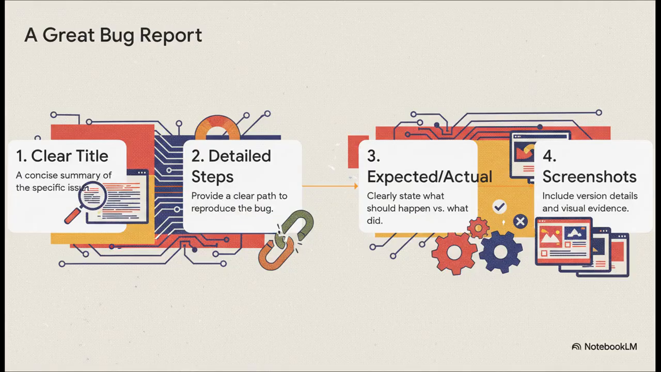So what's the anatomy of a great bug report? It's really simple. You need a clear, specific title. You need the exact detailed steps to make the bug happen again. State what you expected to happen, and then what actually happened. And finally, include proof, like screenshots and the software version number. This is the difference between a bug getting fixed in an hour versus languishing for weeks.